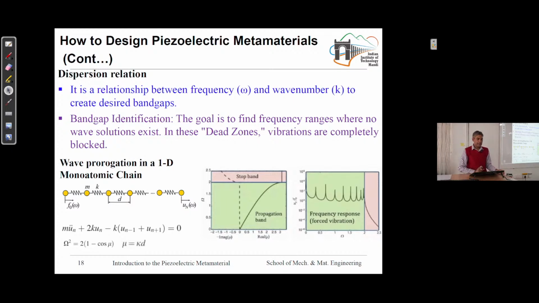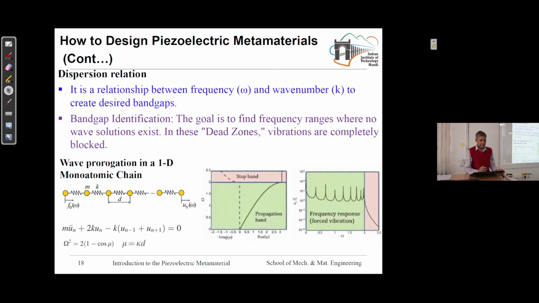Now the dispersion relations. As I mentioned, dispersion relation is the relationship between frequency and wave number, right? So we should have a detailed idea about this relation. That is, what are the frequencies that are stopped because of the periodicity, and what are the frequencies which we want to again stop with the help of resonance, for example with the help of piezoelectric material.